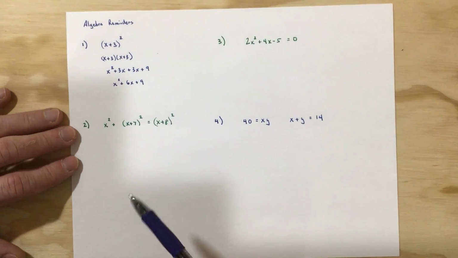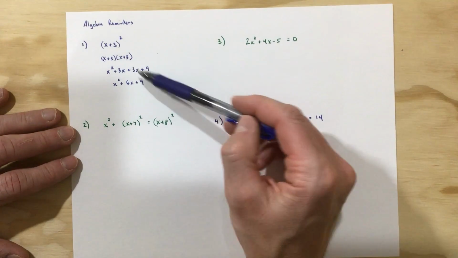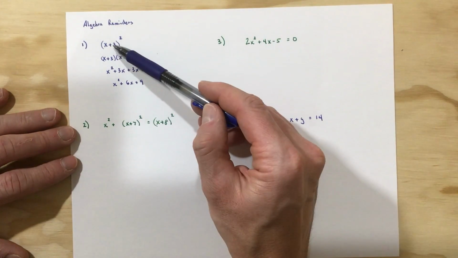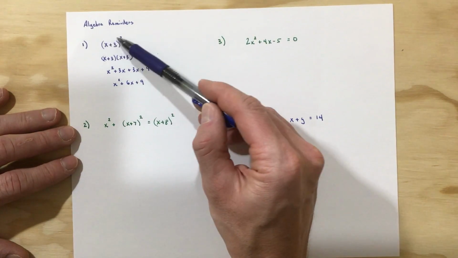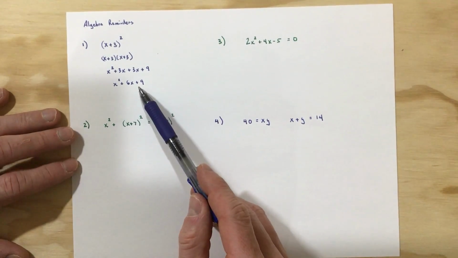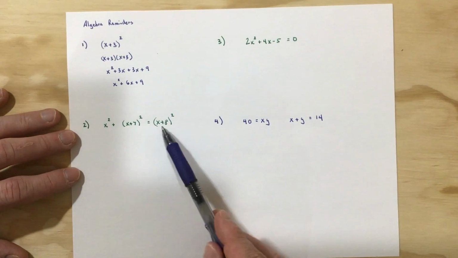And again, if you remind yourself by doing enough of these, you're always going to get the 3 times the 3, and you're going to get double this because you're going to get x times a 3 and then a 3 times an x, and of course you're going to get the x squared. Okay, so you're going to get this. And this will come in handy when we do a problem like this.